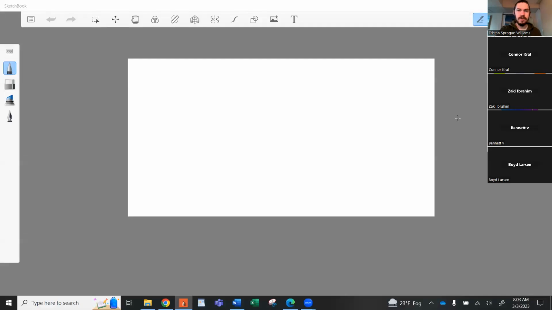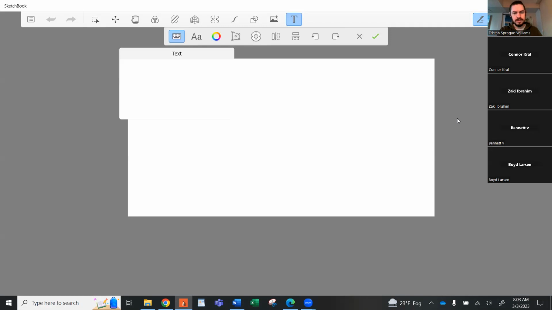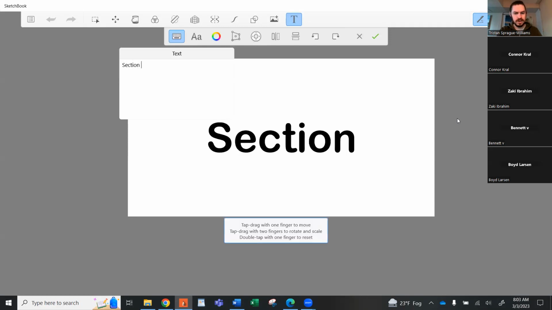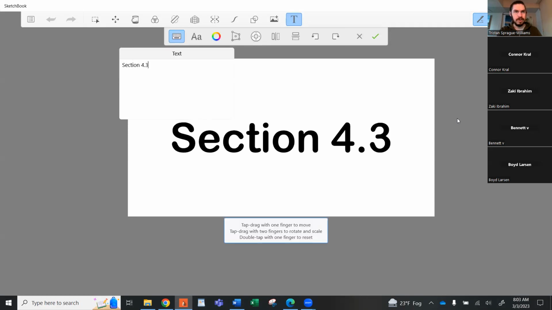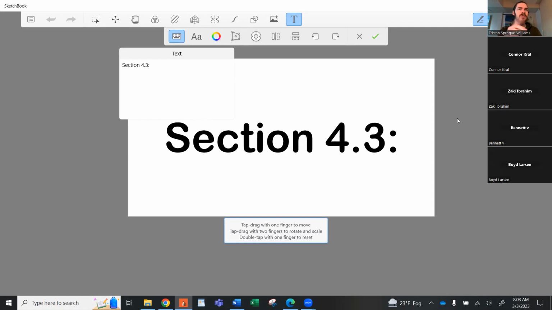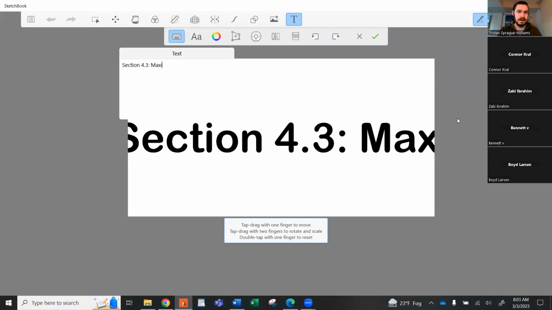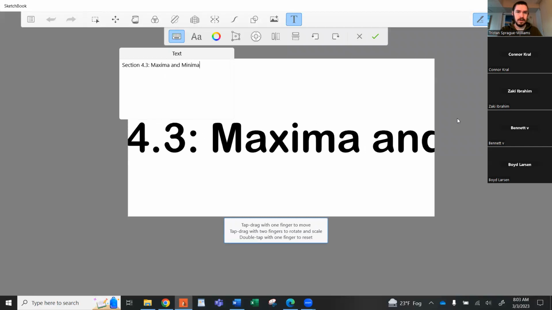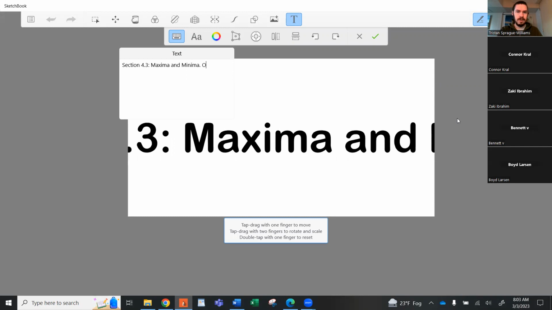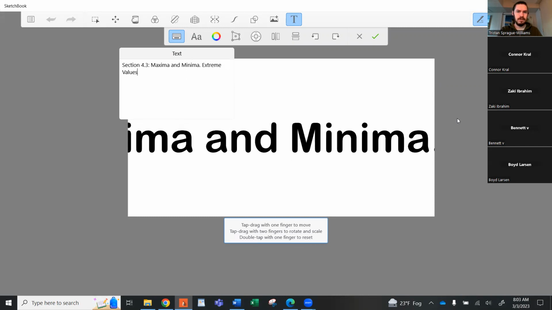Here we go. So today we're going to start a new section. We're going to start section 4.3. We're skipping 4.2 for the moment. I'm going to come back to it a little later. But 4.3 is about maxima and minima, otherwise known as extreme values.